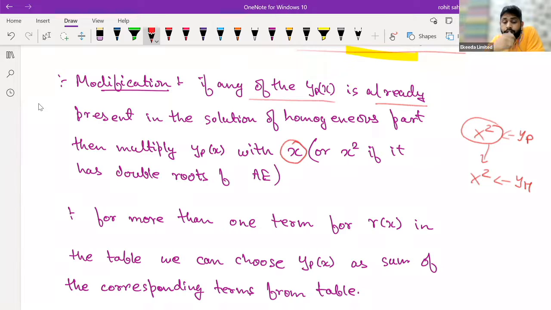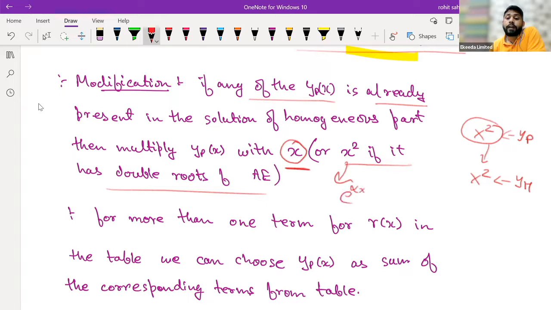Also for the first method जो हमने देखा था अभी, variation of parameter वाला में, in that method also you will have to find your homogeneous part, then only you can go for solving for your particular solution. So in case some of the terms are already there in your homogeneous equation, you need to multiply it with x or maybe x square if it has double roots.